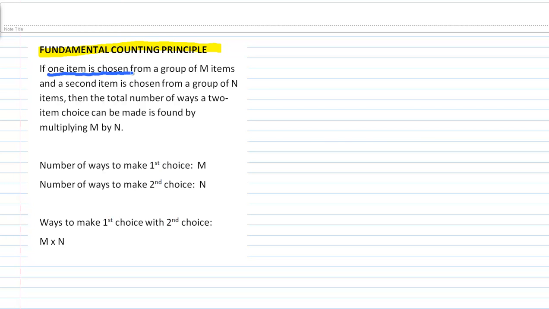If one item is chosen from a group of m items, and a second item is chosen from a group of n items, then the total number of ways a two-item choice can be made is found by multiplying the number of choices for the first item m by the number of choices for the second item n. So remember, we're making two choices. Our first choice has m possibilities. Our second choice has n possibilities. And if we're going to choose one from each of these groups, we multiply m times n.